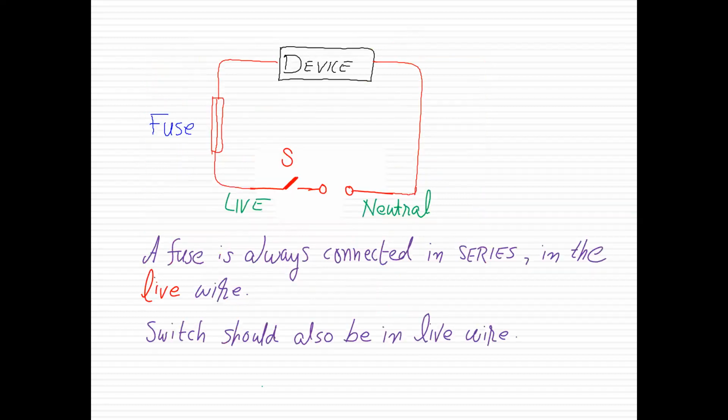Now we put our next concept. A fuse is always connected in series in the live wire because it's a guard, it's a protection. It has to be in the line. A switch should also be in the live wire. These are important concepts to remember, that everything which is important should be in the live wire.